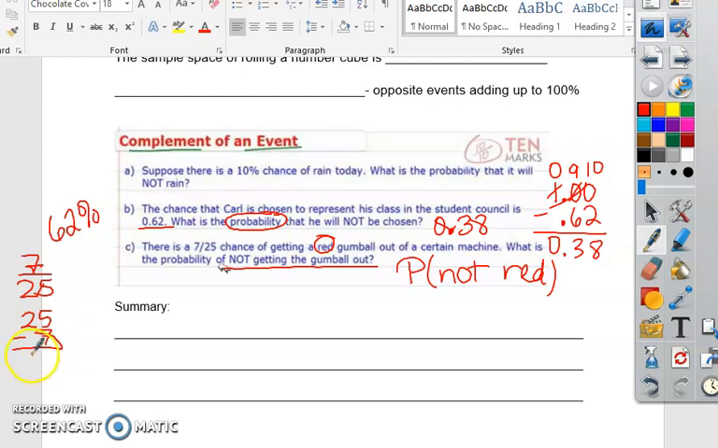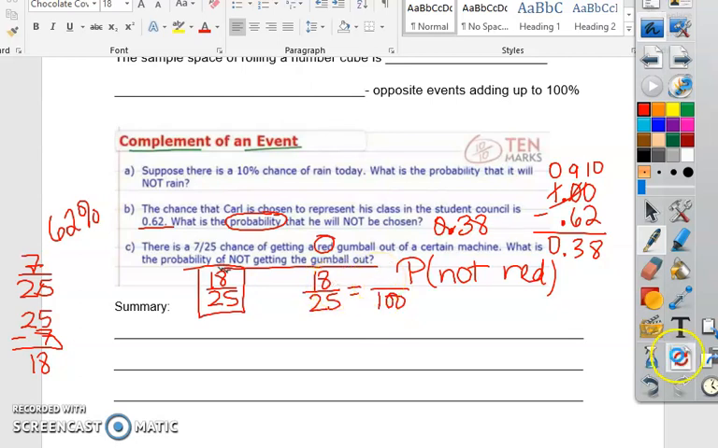Okay, when you subtract, that means 18. There are 18 chances of not getting a red. Okay, so I would say this is a good enough answer. I can put 18 out of 25. They gave it to me as a fraction. I'm going to leave it as a fraction. Now, if I wanted it as a percent, I would compare it to 100. And either A, cross multiply, or B, find that relationship. One of the two. Okay?